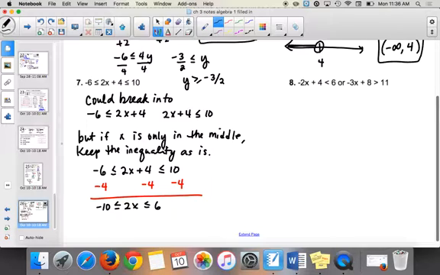Not subtract 2. What's the sign between? It's multiplication, so we divide by 2, right? So divide by 2, divide by 2, divide by 2. So we have negative 5 is less than or equal to x, which is less than or equal to 6.